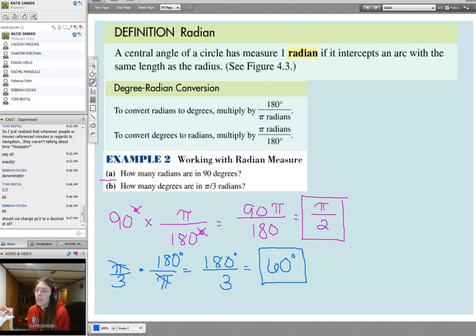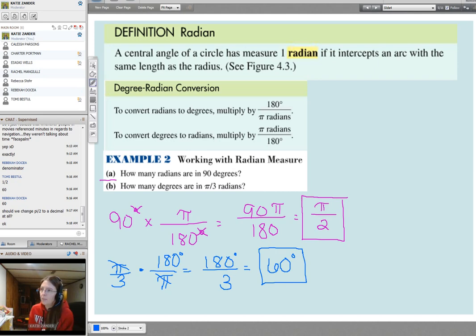No, leave it as pi over 2. That's a great question. Should we change that to a decimal? No. As we're working with trigonometry, we want to leave things in terms of pi, because that's a more exact answer than the decimal version of it. So we definitely want to leave things in terms of pi. Great question, because we are used to converting things to decimals a lot. So this is probably one of those times that we don't want to. We're going to leave it as a fraction.